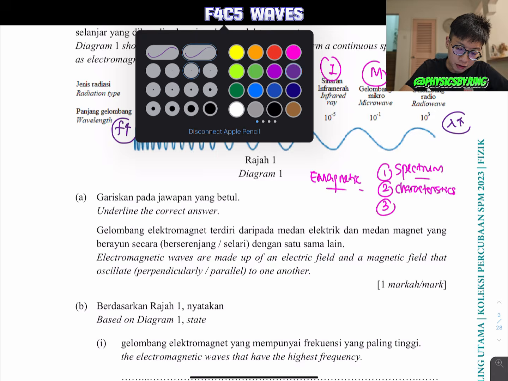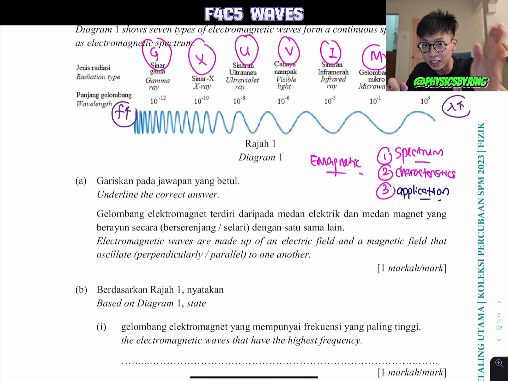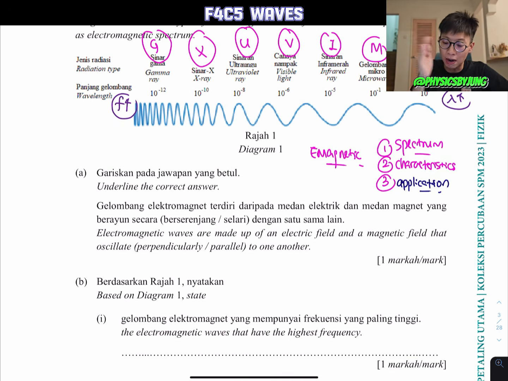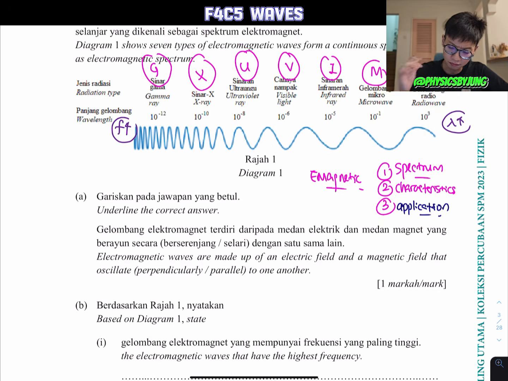Now for number 3, you have to know the application. I suggest you know at least 2 applications for each of radio wave, microwave, infrared, and everything. So it'll be 2 applications each. Make sure you know this. Okay, so let's start our question.